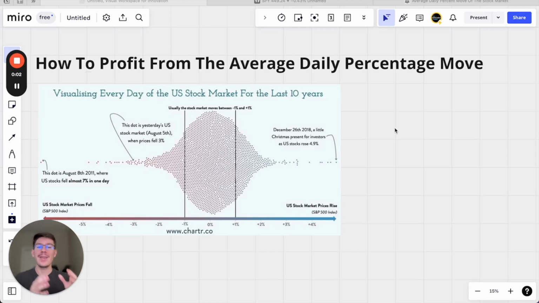How to profit from the average daily percentage move as a credit spreads trader. I'm going to walk you through what this chart is, how to read it, and how to profit from it. So let's walk through the specifics here.